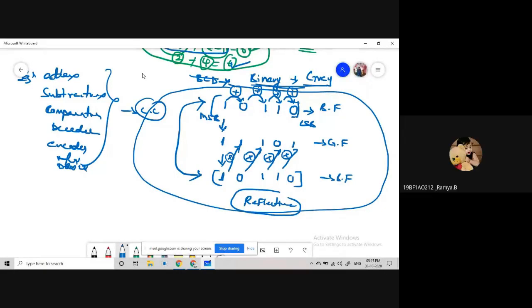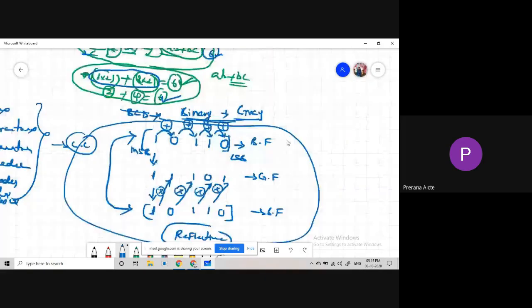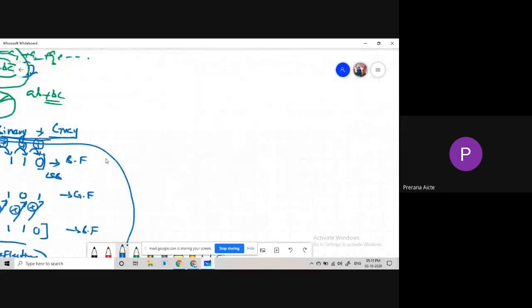Here, the first thing we are taking is 10110. This is converted to gray code format. The gray code format of 10110 is nothing but 11101. Then again we convert into binary format, and we get 10110. Based on this, the gray code is also called reflective code.